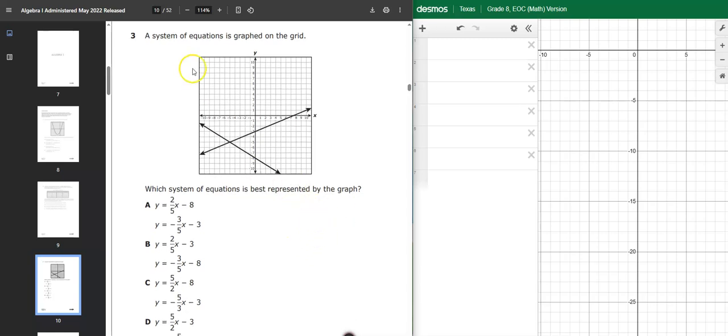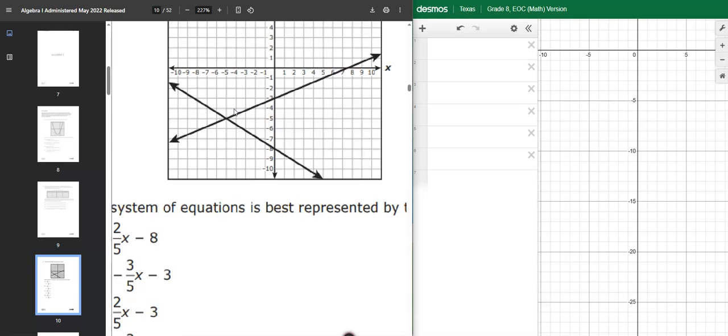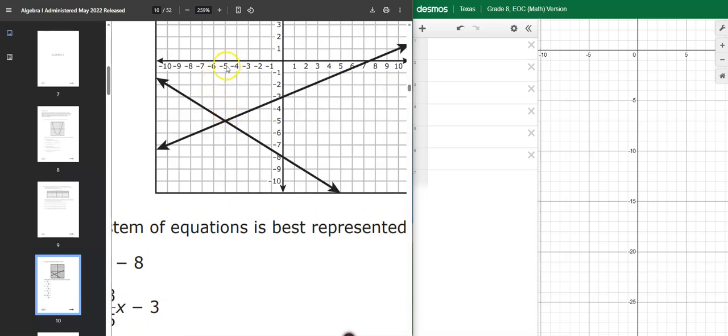This looks like a great one. A system of equations is graphed on the grid. Which system of equations is represented by the graph? In your calculator now, go ahead and graph each of these and figure out which one it is. I will warn you, right? You need to look at things like where is the intersection of the two lines? It's at -5, -5, but two of these answer choices both have an intersection of two lines at -5, -5.